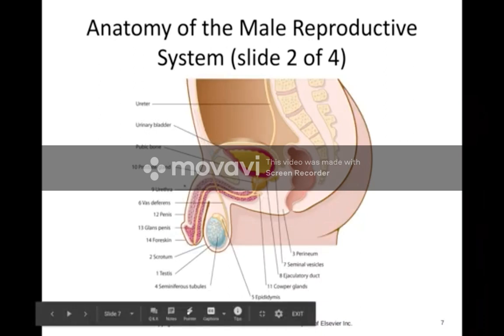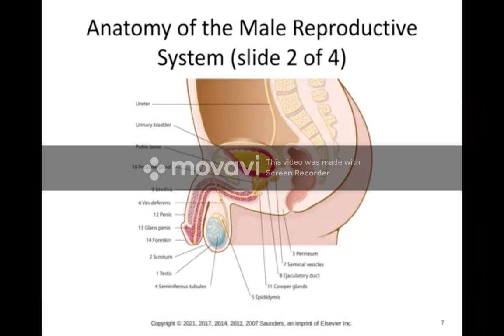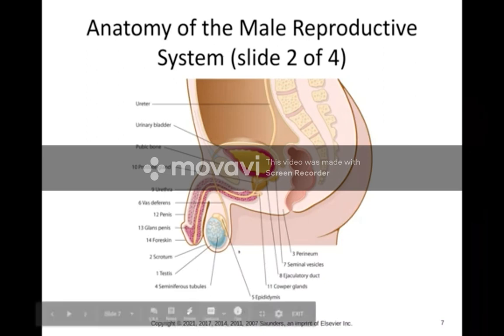Okay, then we have the vas deferens right here, which connect the, these are the testes with the seminiferous tubules inside, the epididymis on the outside, and then the vas deferens connects those to the ejaculatory duct, which then connects down to the urethra. Yep, seminal vesicles there as well.